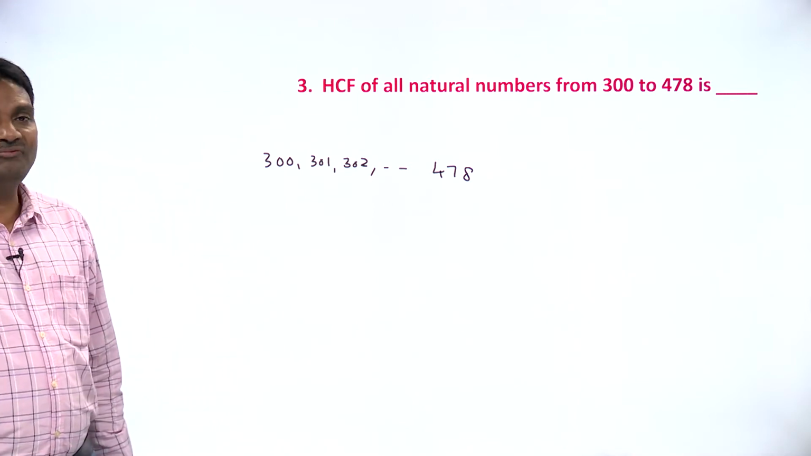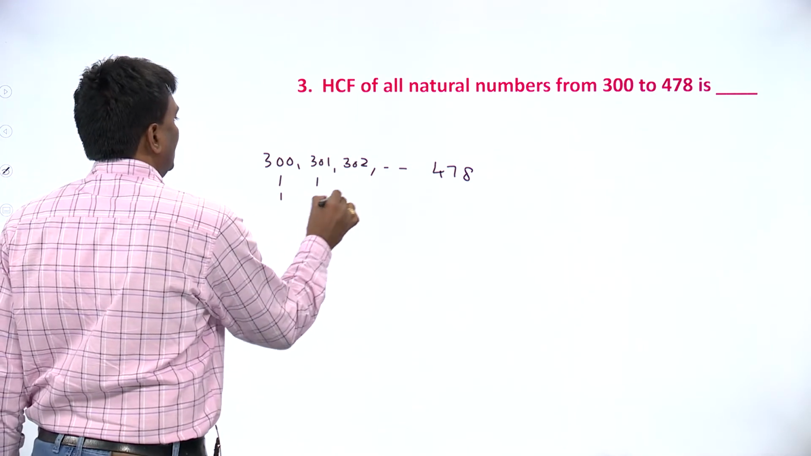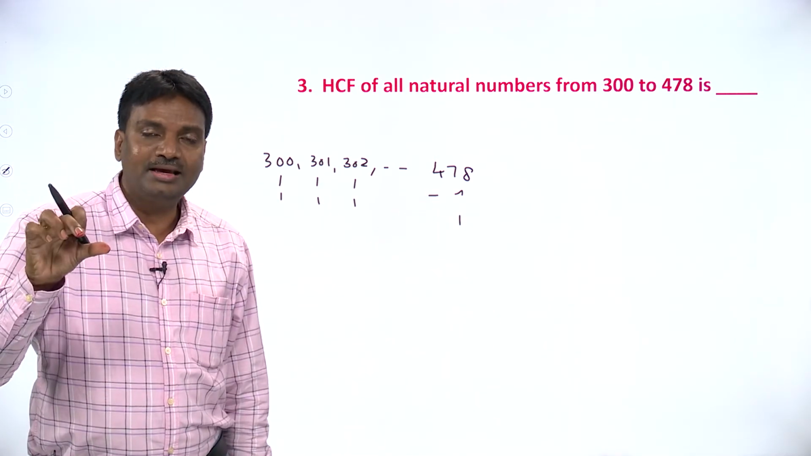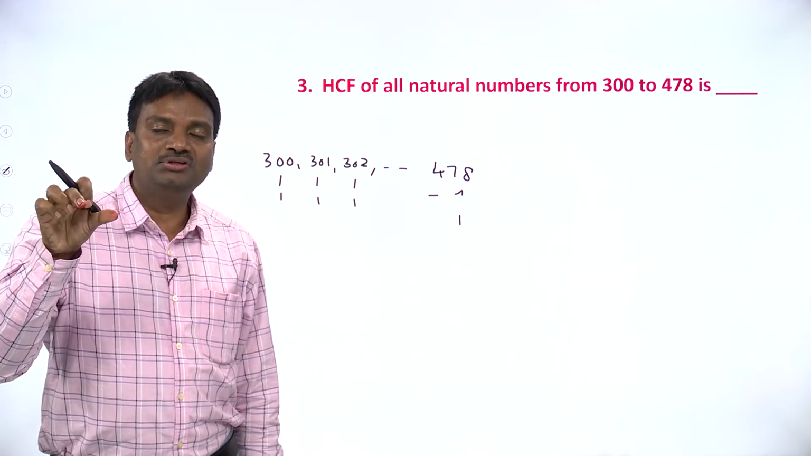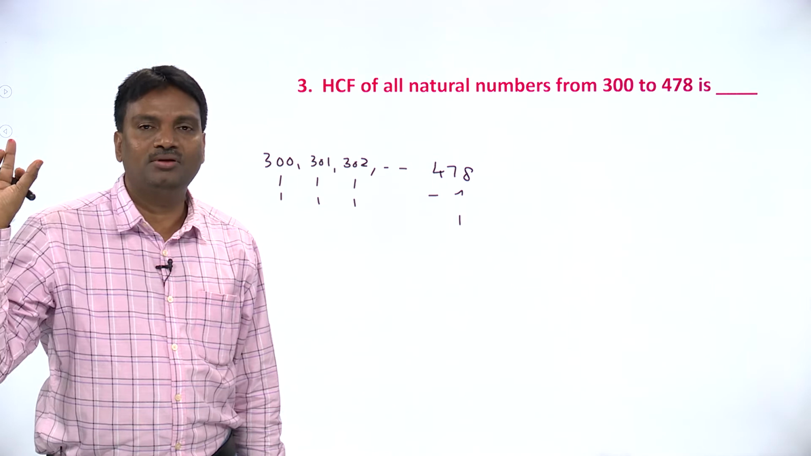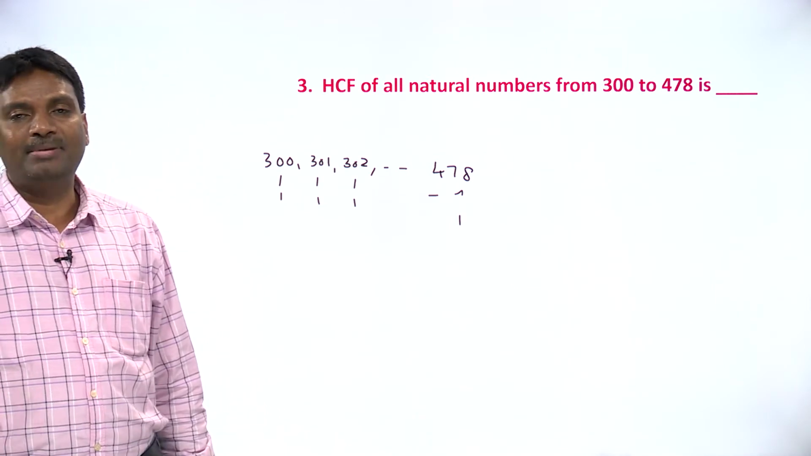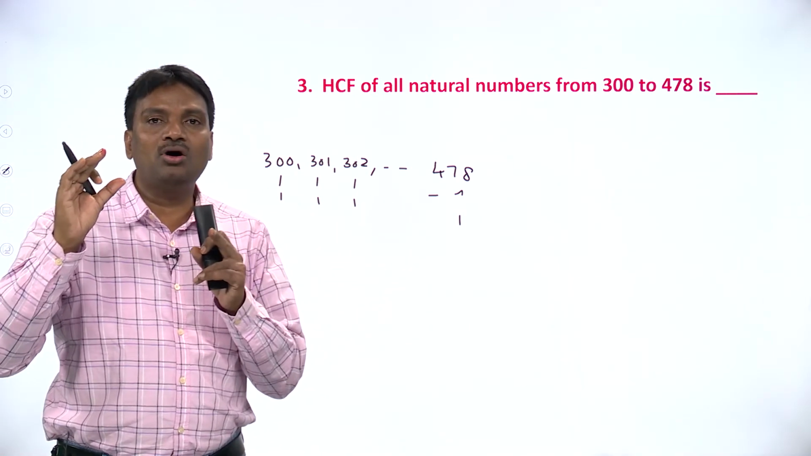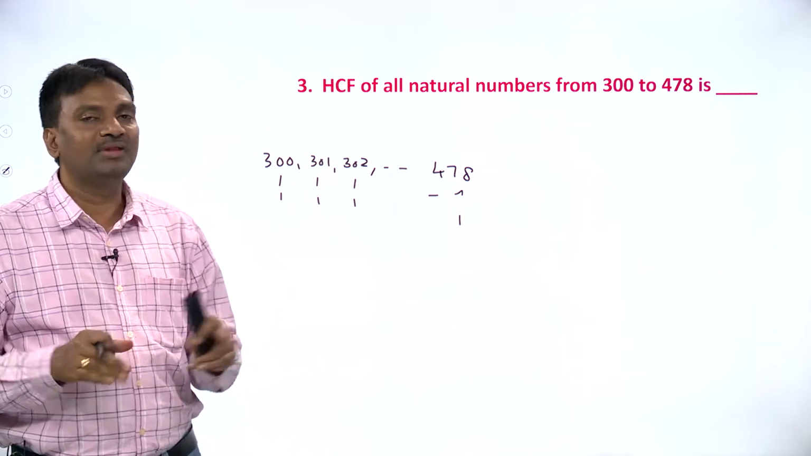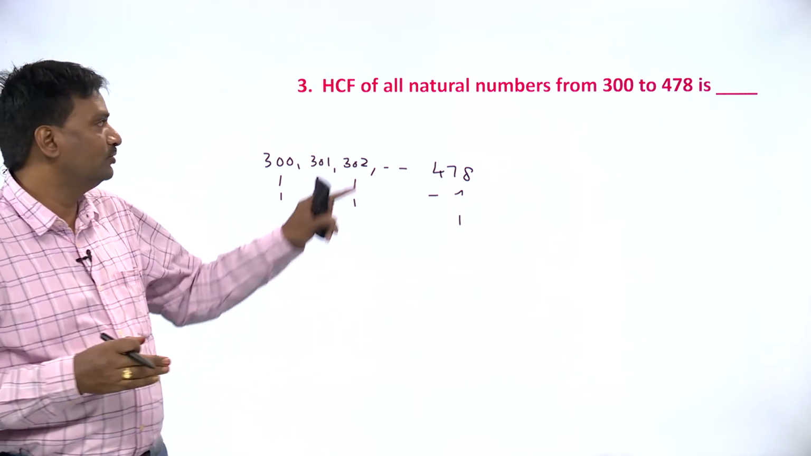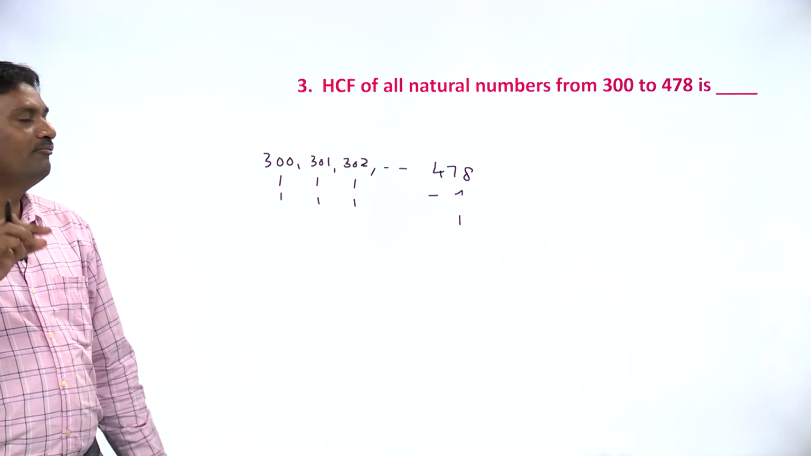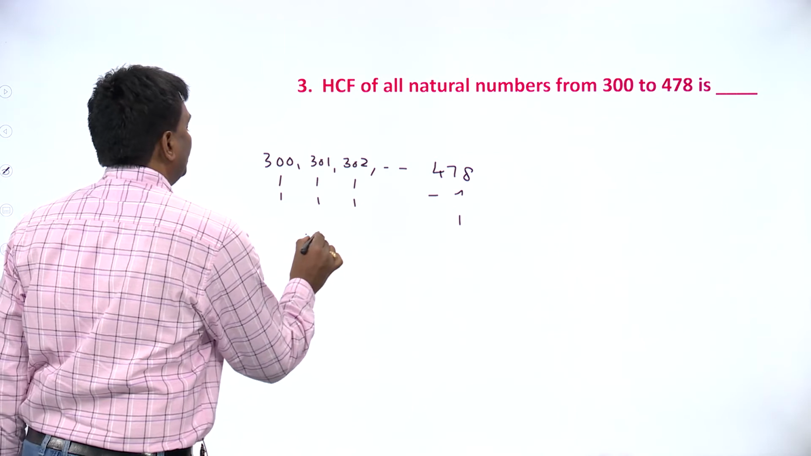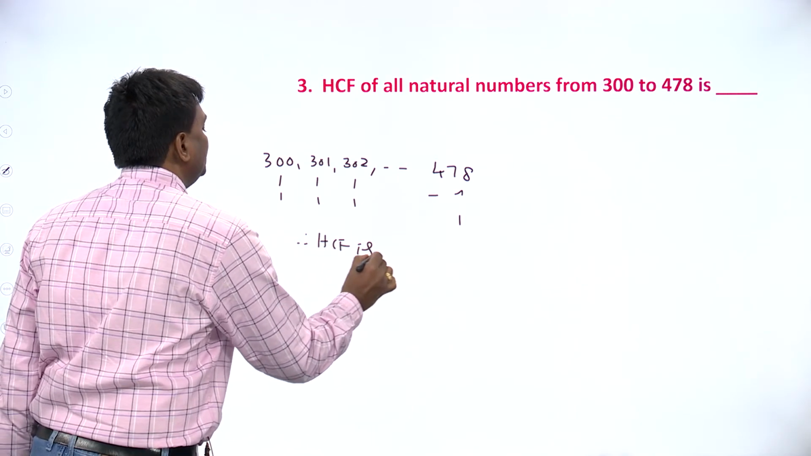So, 1 is a common factor for all the numbers. If you take any composite number, 1 is definitely one factor and another factor is the number itself. So, clearly by observing, we can say 1 is the only common factor for all the numbers from 300 to 478. That is why we can say the HCF of all natural numbers from 300 to 478 is 1 only. Therefore, HCF is 1.